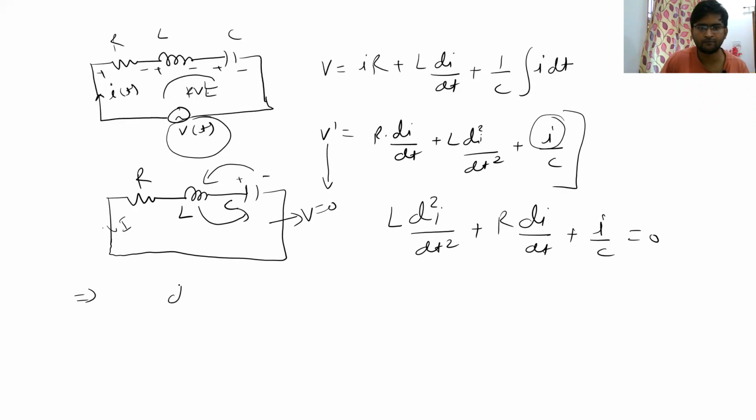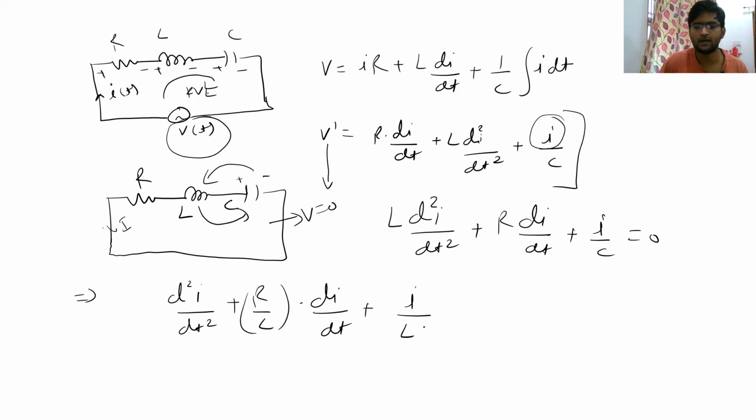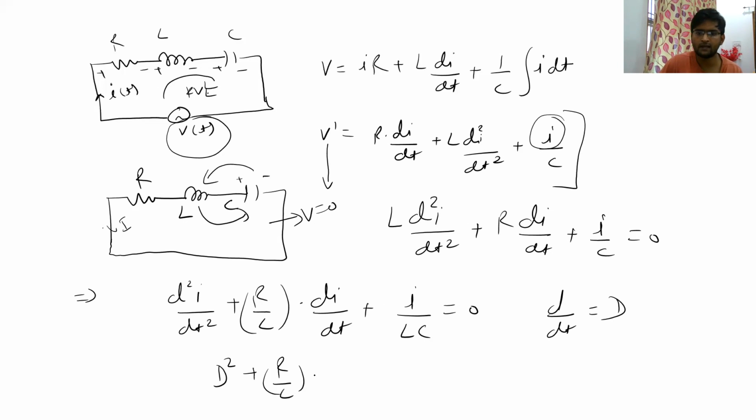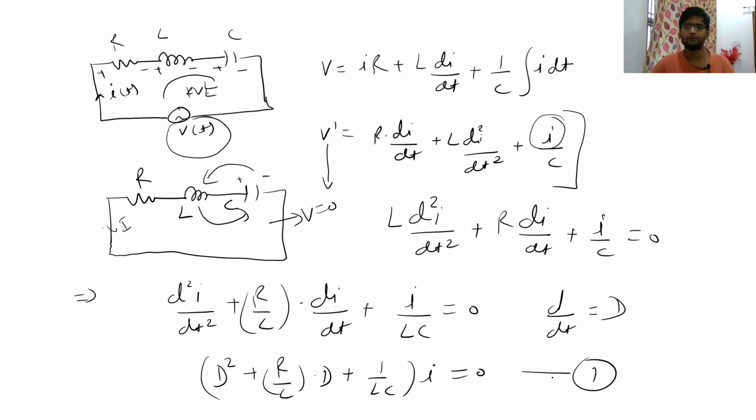So we will get d2i by dt2 plus R by L di by dt plus i upon LC. So let me call d by dt as capital D, and take i as common from this equation. So it will be D square plus R by L into D plus 1 upon LC, multiplied by i, equal to 0. So this is your equation 1, right?